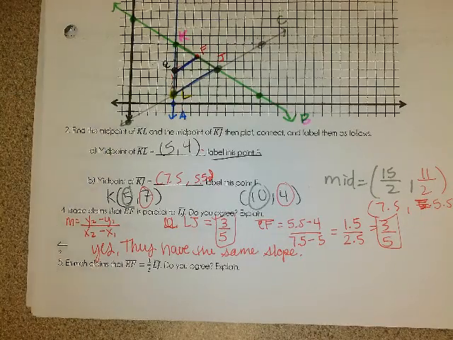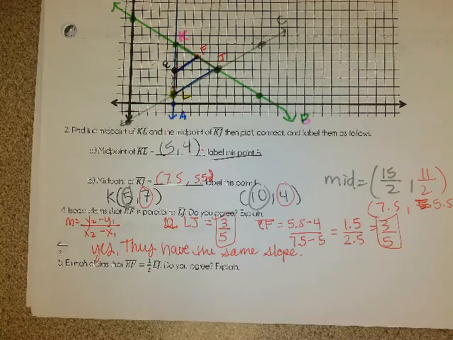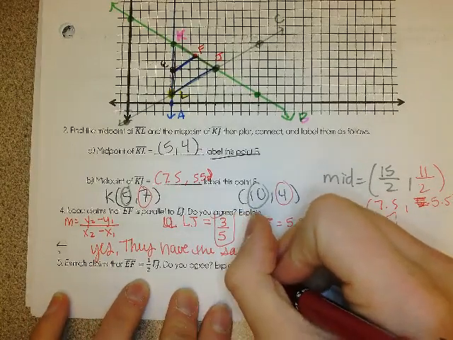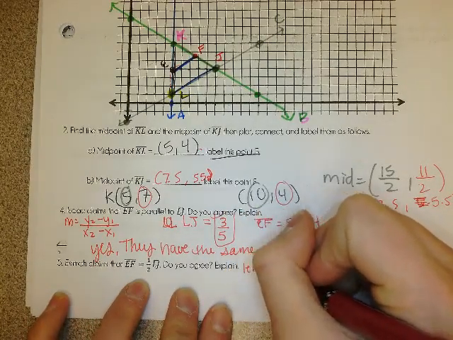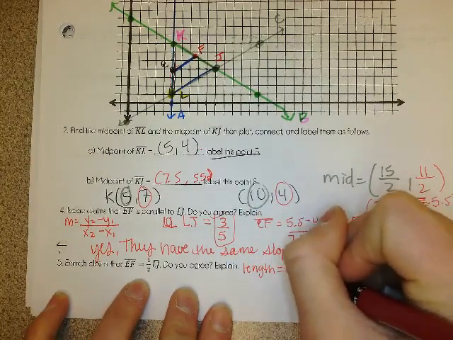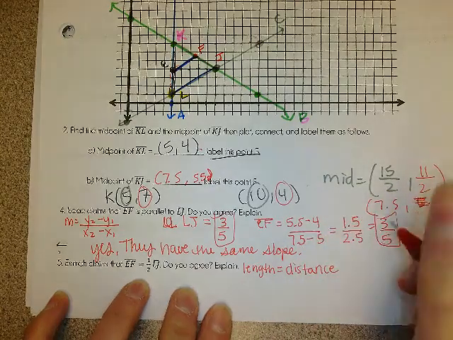Alright, Emma claims that EF is half of LJ. So how do we do that? What does half mean? Well, that means half the length, right? What does length mean? Distance. So you guessed it, distance formula.